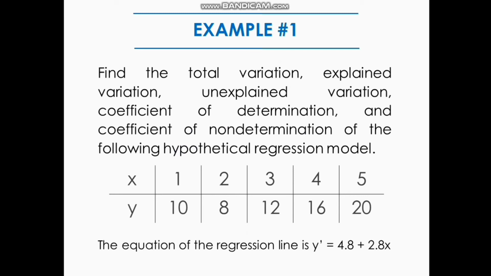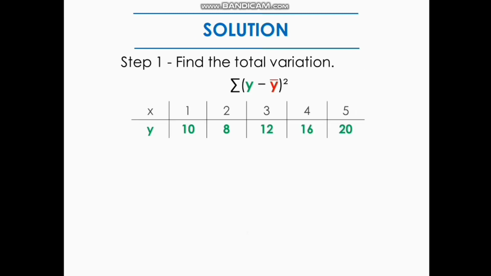So we have here values of x and y, and the equation of the regression line is y prime is equal to 4.8 plus 2.8x. Now for our step 1, let's find the total variation. To do this, we need to find first the mean of y.